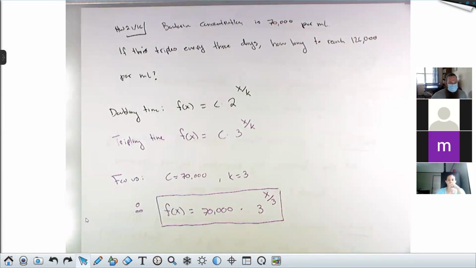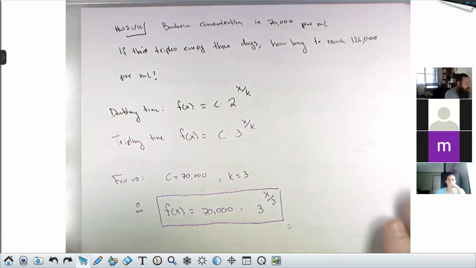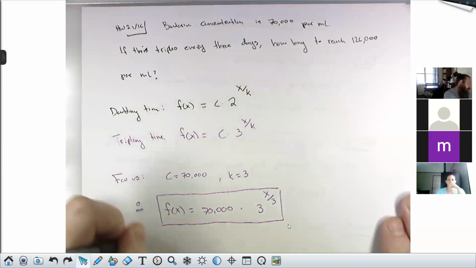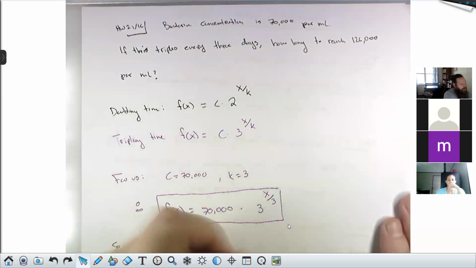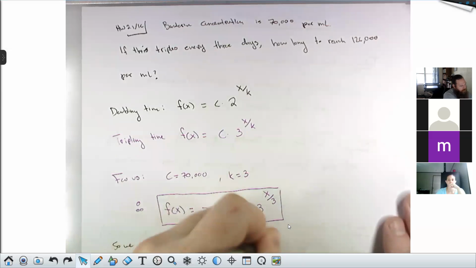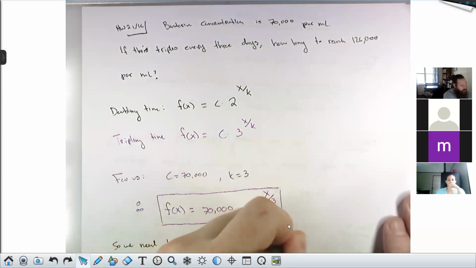All righty. So the question they wanted us to answer, they weren't just asking for this model, right? The question they wanted us to answer was, how long is it going to take for the concentration to reach 126,000 bacteria? So I need to figure out, for what value of x is this thing equal to 126,000? So we need to solve this function, f of x equals 126,000.